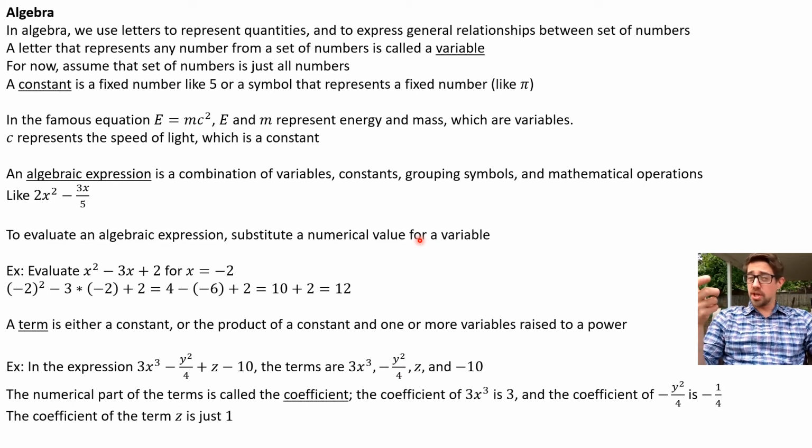If you don't see a coefficient, then it's just 1. You could think about this as being 1 times z, but you don't need to put the 1 there because it doesn't do anything. So the coefficient there is not 0. If it were 0, then the term would just vanish. It's 1.